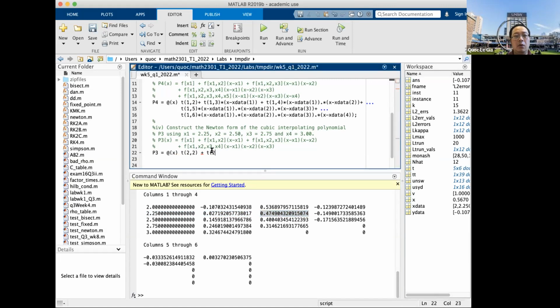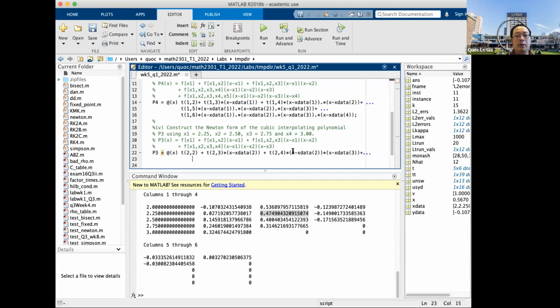So you got 3 multiplied by x minus, now careful. What is x1 now? It's x.2, yes? So you get the idea, right? And then the next term will be the 2,4 multiplied with x minus x.2, and then multiply with x minus x.3.